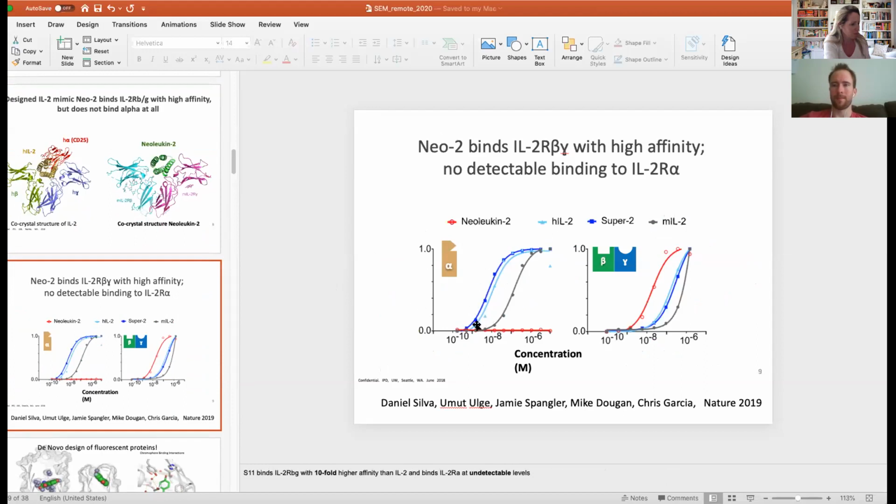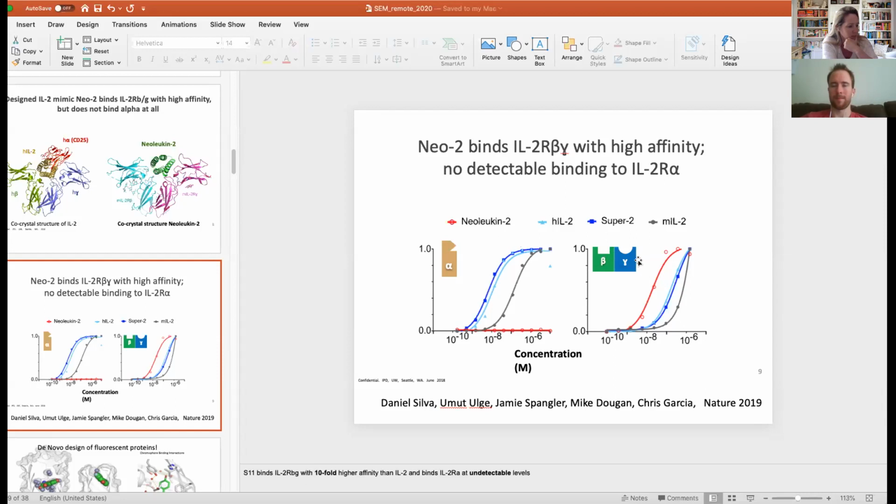I'll just show you some biochemical data to show how it works. In this first experiment, we're measuring binding to the alpha subunit. IL-2 and various mimics or mutant forms of IL-2 bind to the alpha receptor subunit, but this designed protein shows absolutely no binding. In contrast, if we look at the beta and gamma receptor subunits, which is what we designed neoleukin to bind, it binds quite tightly to them, more tightly than IL-2 or various mimics.